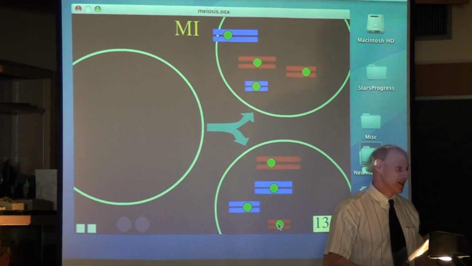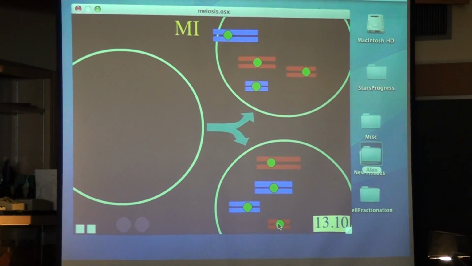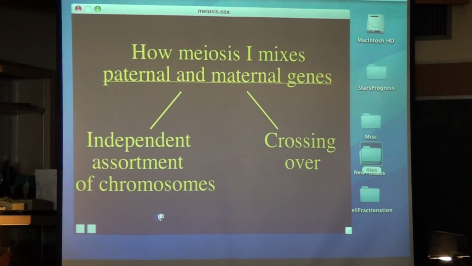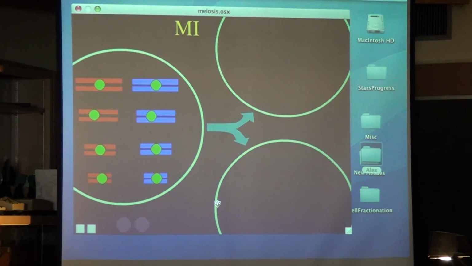And so there's this second method that your body has of mixing your maternal and paternal genes that can even mix them if they're on the same chromosome, and that's this thing called crossing over. The purpose of crossing over is to allow a mixture of maternal and paternal genes even if they're on the same chromosome. You say, well, how is that possible? Because the chromosome's either going to go up or it's going to go down. How can I mix those up?